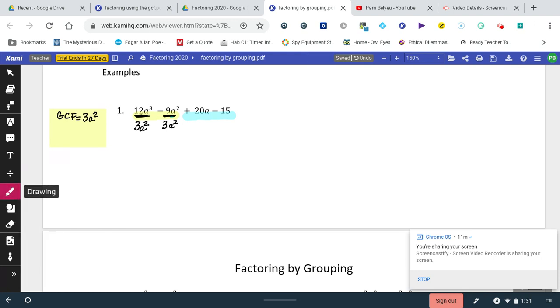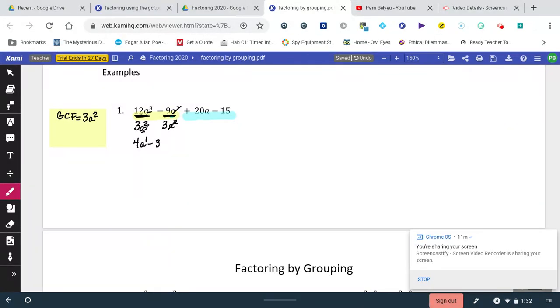12 divided by 3 is 4. And because I have an A in the numerator and an A in the denominator, I can subtract 3 minus 2, subtract the exponent. 3 minus 2 is 1, so I end up with 4A, or 4A to the first. Negative 9 divided by 3 is negative 3. And these two basically match. They cancel each other out.